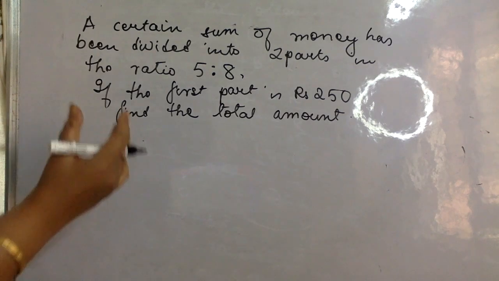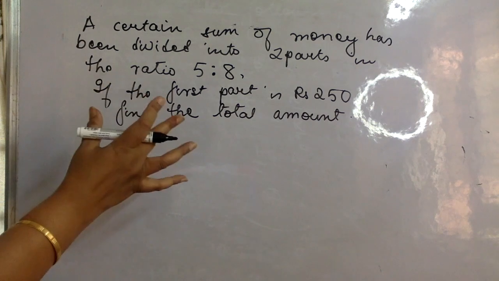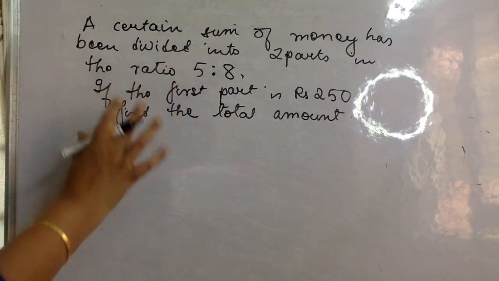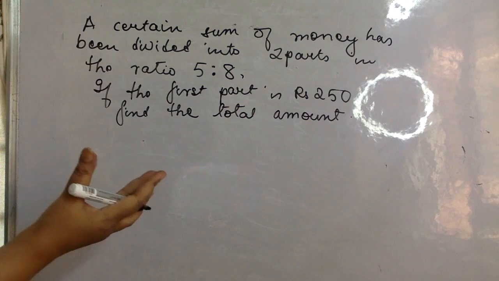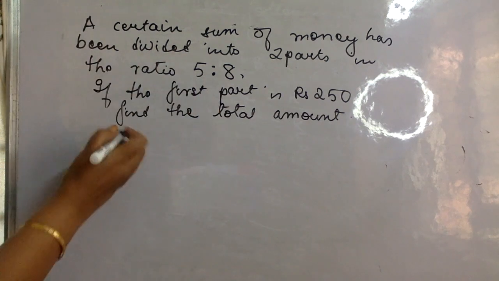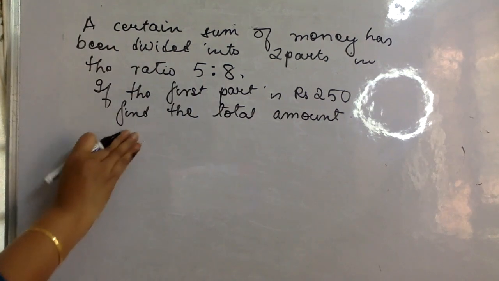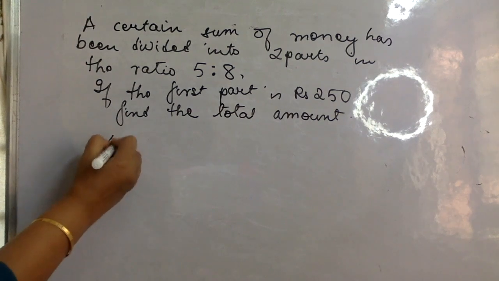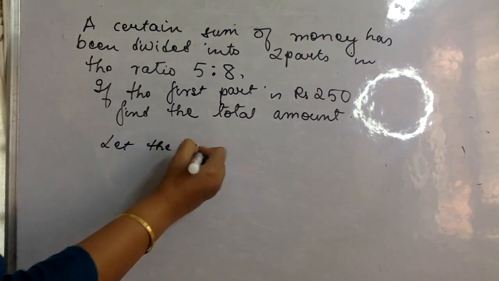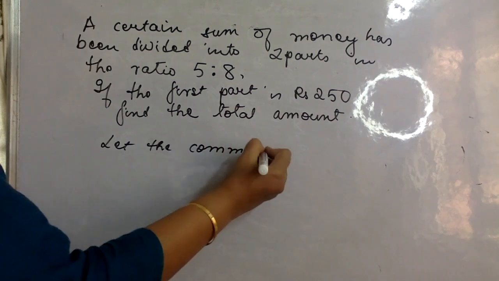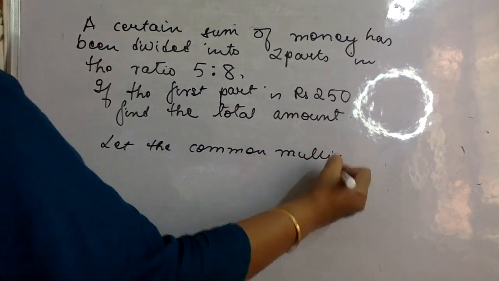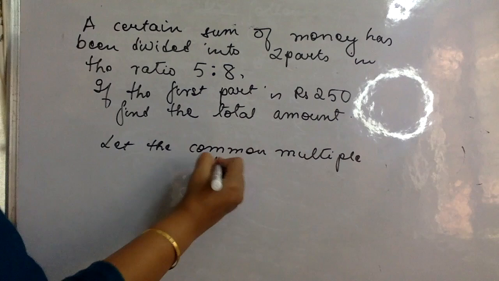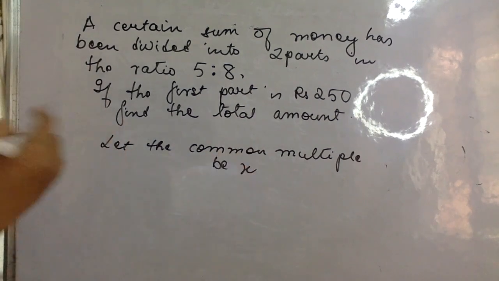Now here is a question. A certain sum of money has been divided into two parts in the ratio 5 is to 8. If the first part is rupees 250, then find the total amount. Now they have told you the first part is rupees 250. Now what we will do is, let the common multiple be x.